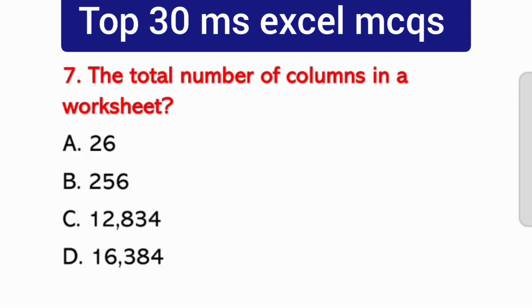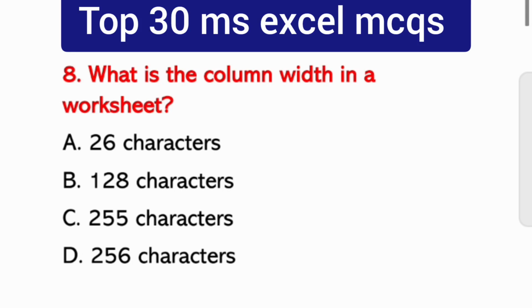The total number of columns in a worksheet. Options: 26, 256, 12,834, 16,384. Correct answer: 16,384. What is the column width in a worksheet? Options: 26 characters, 128 characters, 255 characters, 256 characters. Correct answer: 255 characters.